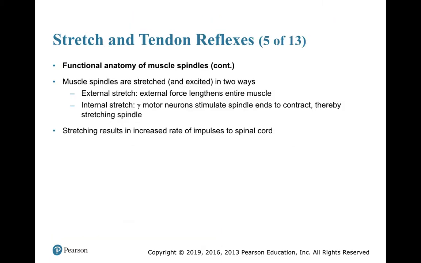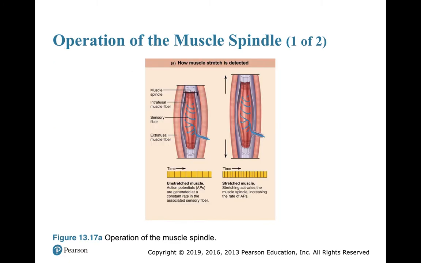Muscle spindles are stretched and excited in two ways. External stretch is the external force that lengthens the entire muscle, and internal stretch is the gamma motor neurons stimulating the spindle ends to contract and thereby stretching the spindle. And stretching results in an increased rate of impulses to the spinal cord. So the more it is stretched, the more impulses are going to the spinal cord.